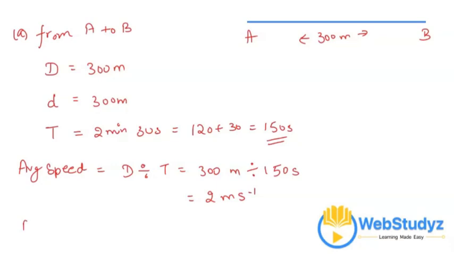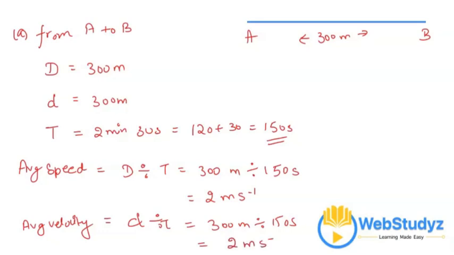Now, to calculate the average velocity, we have to make use of the net displacement, that is given by small d divided by the total time taken. So that is equals to again 300 meters divided by 150 seconds, as distance and displacement was same in this scenario. So the average speed and average velocities are also same, that is equivalent to 2 meters per second.